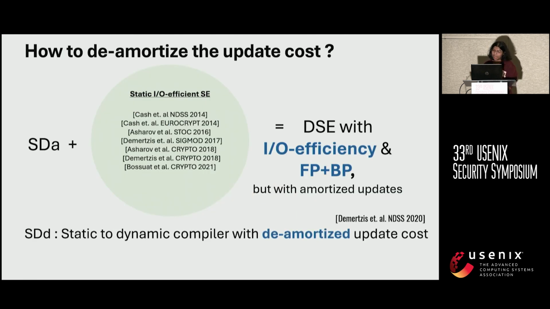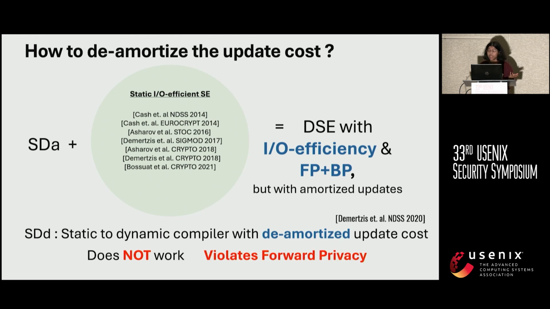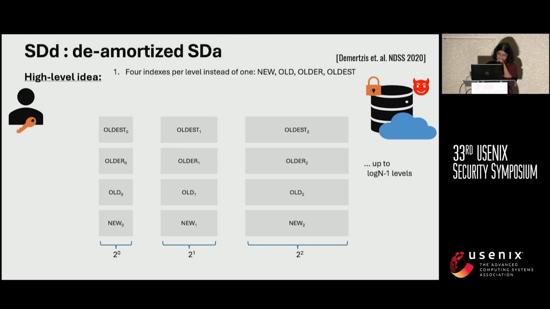So to resolve that, we went back to the same paper, which presents another framework called SDD, which again converts a static scheme to a dynamic one, but it has de-amortized update cost. But it does not serve our purpose because instantiating SDD with I/O efficient schemes will violate forward privacy. To understand how, let's briefly see how it works.